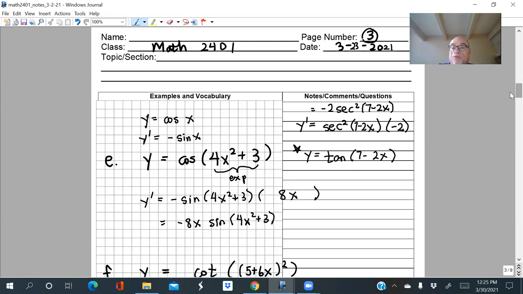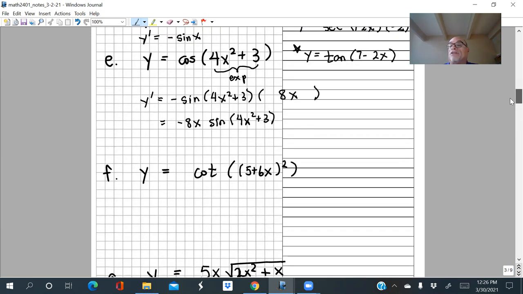Or the second situation is what we just saw in these two examples. If you have a trig function applied to an expression, like cosine of an expression, not just cosine of plain x or tangent of plain x, but cosine of an expression or tangent of an expression or sine or any other trig function of an expression, then the chain rule again will apply. You'll just differentiate your trig function, but you have to multiply in at the end the derivative of the expression in parentheses, okay?